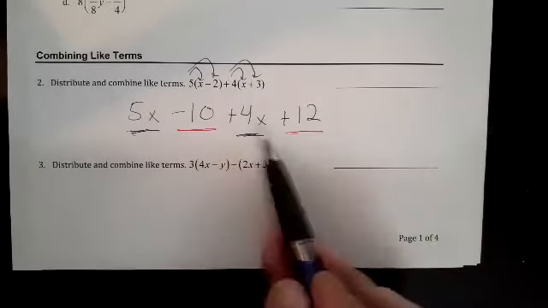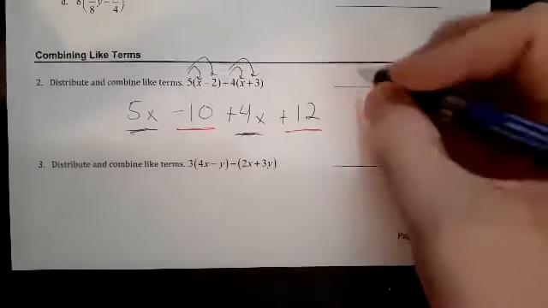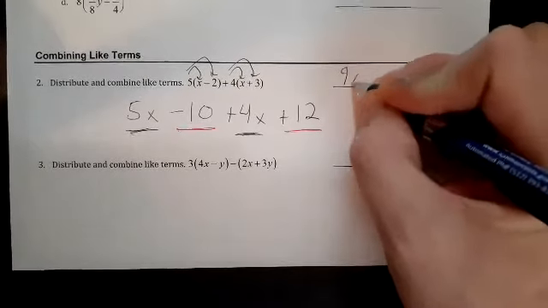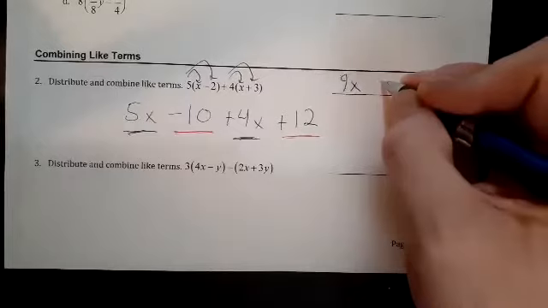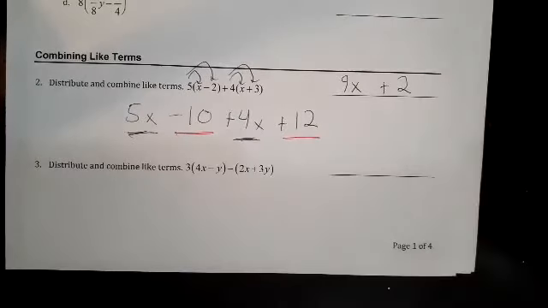So if we have something like 5x plus 4x, I believe that's going to give us a total of 9x's. And if we have a minus 10 and a plus 12, I believe that's going to give us something like plus 2.